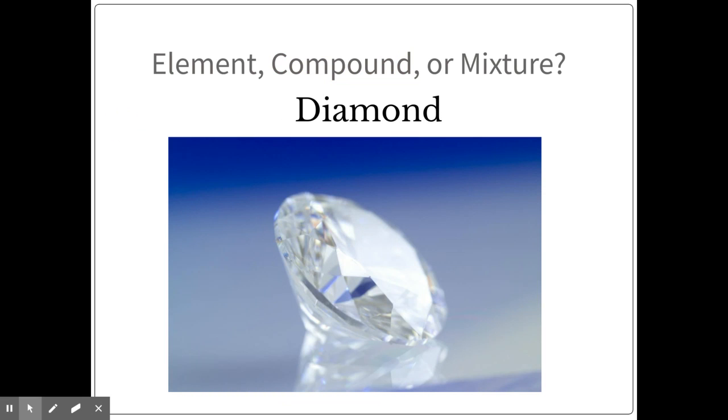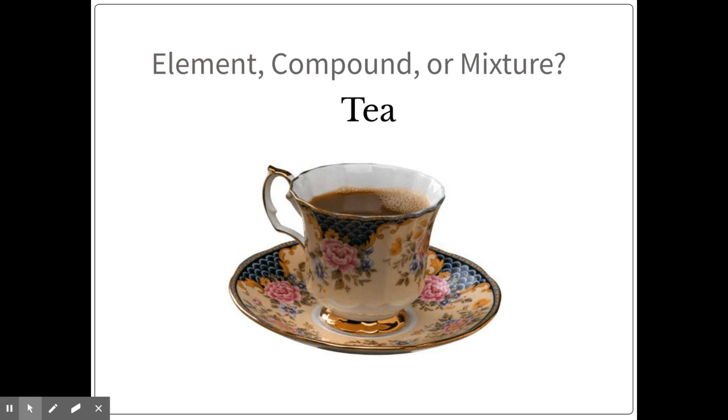Diamond. Diamond, element, compound, or mixture? A diamond is an element. It's made up entirely of carbon, which is an element in the periodic table. Tea, element, compound, or mixture? Tea is a mixture. You got the bits of tea leaves, you got sugar and cream if you have it in there, and then some water.